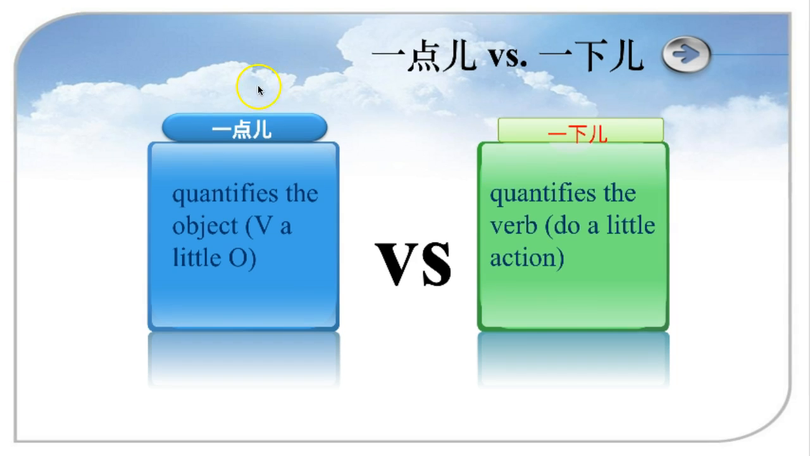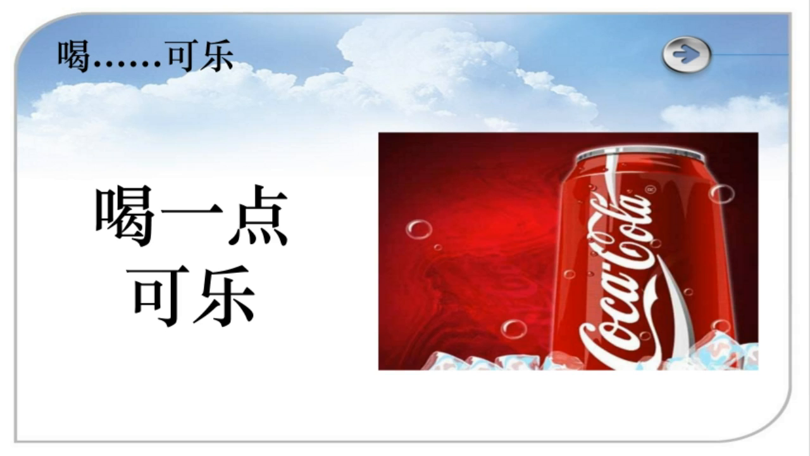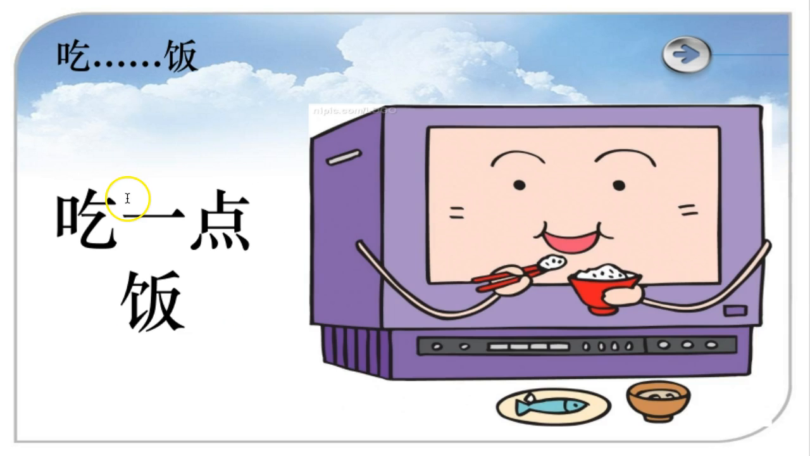To repeat, 一点儿 quantifies the object. Verb, 一点儿, object. 一下 quantifies the verb. Verb, a little bit of action. Let's look at some examples. 喝一点可乐, to drink a little cola. 吃一点饭, to eat a little food.